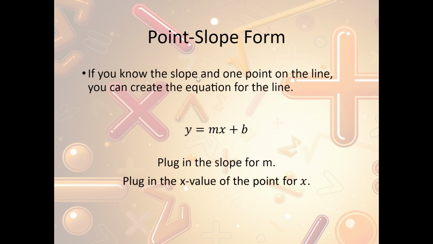We plug in the x value of the coordinate. So we're given some ordered pair, and we're going to plug in the x part here, and we plug in the y coordinate here, and now we're left with only one variable, which is b. And we could solve then for b and get the y-intercept.